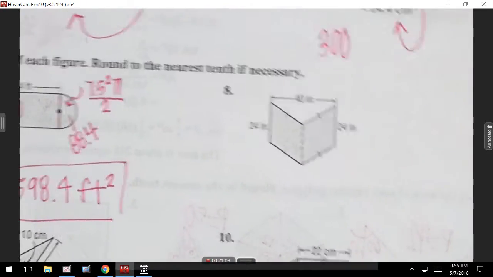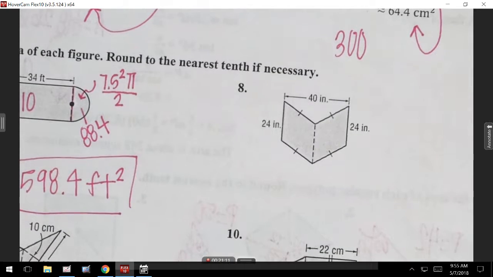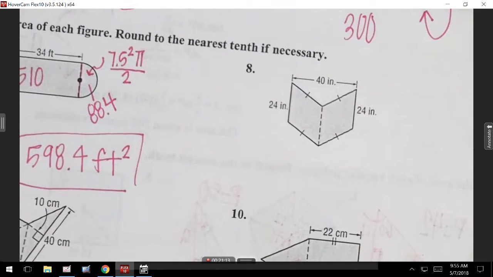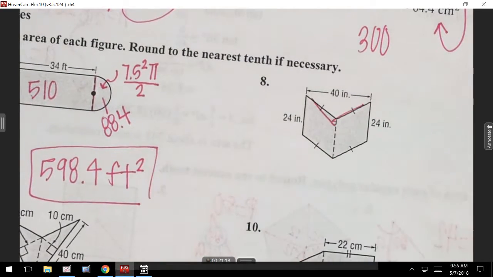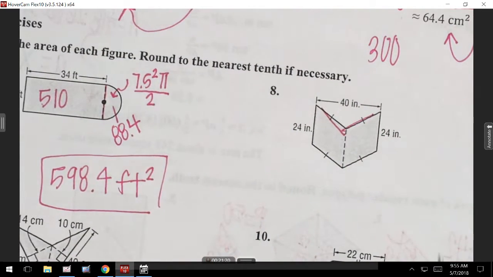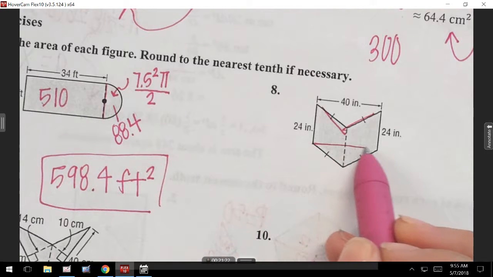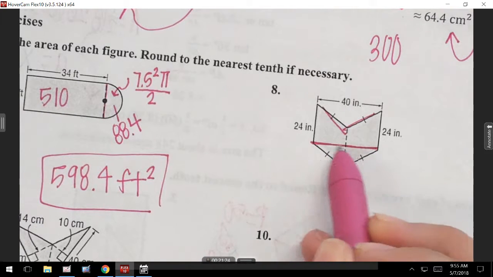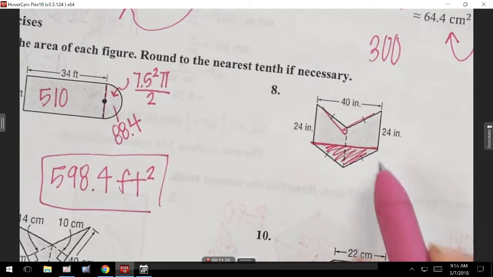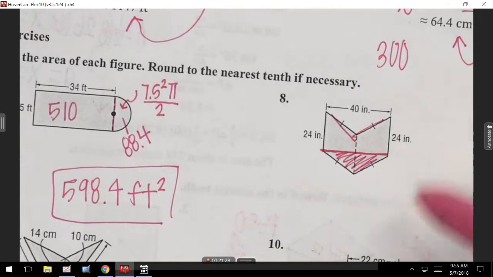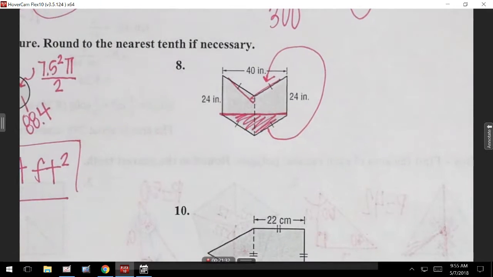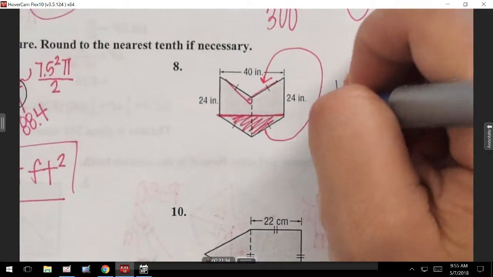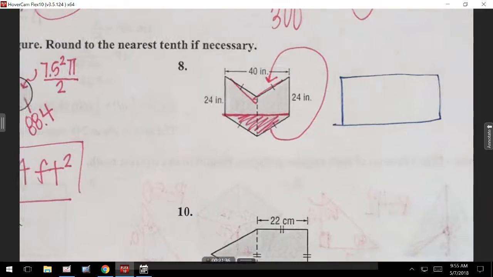Isabel figured it out. That doesn't surprise anybody. We don't even have to find this piece and this piece, because watch this. If I draw a line right here, all of this can be cut out and picked up and placed right there. So really, this shape becomes not a weird shape, but a rectangle.